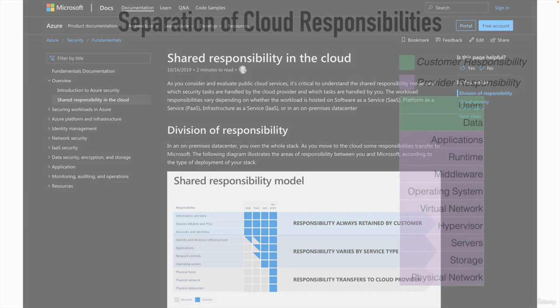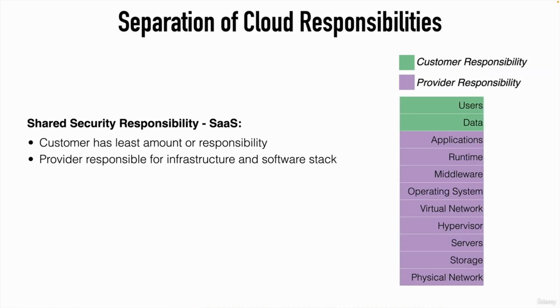So first, let's look at the SaaS shared security responsibilities. With SaaS, the customer has the least amount of responsibility, with the provider being primarily responsible for the infrastructure and the software stack. The responsibility for ensuring that the SaaS application is free from vulnerabilities falls on the cloud service provider. Notice that the customer responsibility falls with user security, or in other words, they're responsible for creating and managing their own users who have access, and also who has access to the data.